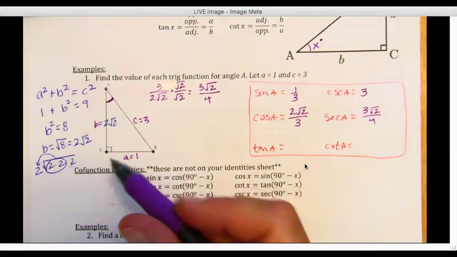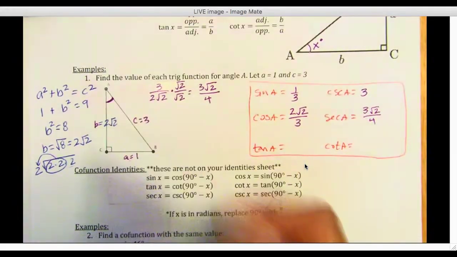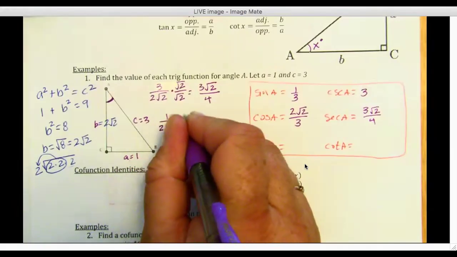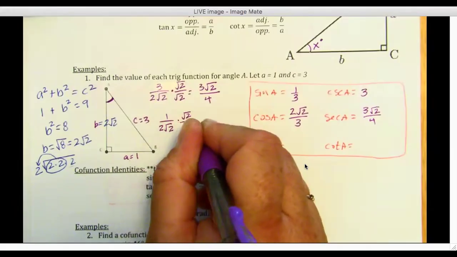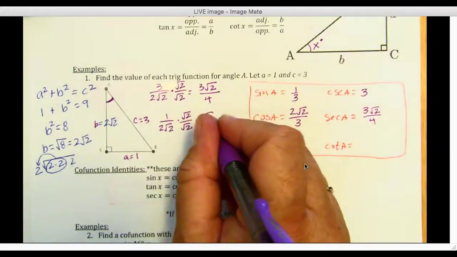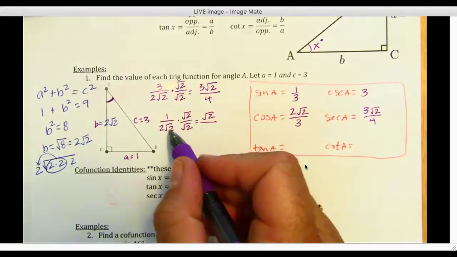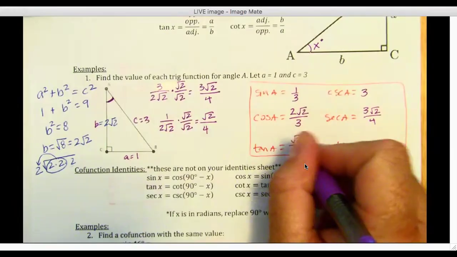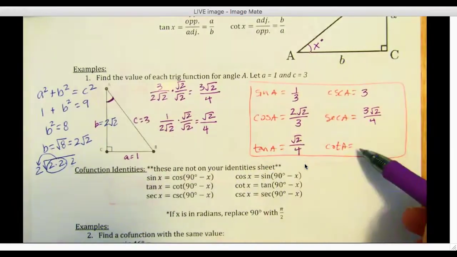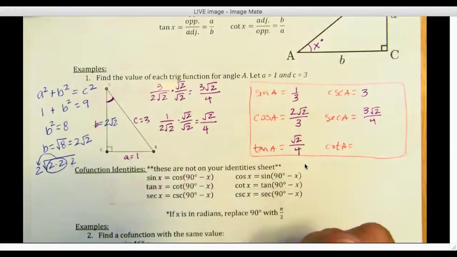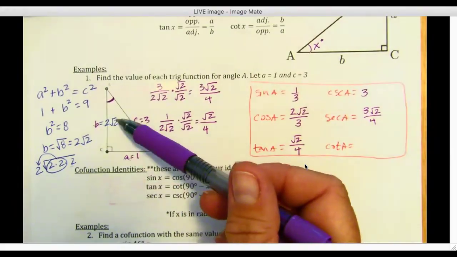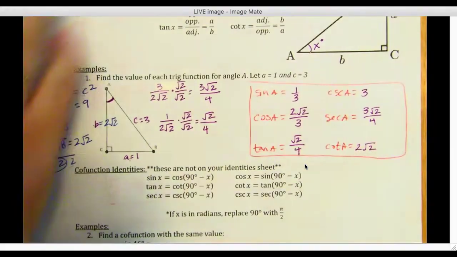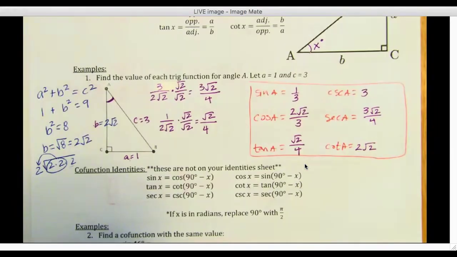And then tangent, remember, is the opposite side over the adjacent side. So 1 over 2 square root 2. Again, we can rationalize that. That would become square root 2 over square root of 2 times square root of 2 is 2. 2 times 2 is 4. So square root of 2 over 4. And then cotangent is the adjacent over the opposite. So 2 root 2 over 1 is just 2 square root 2. So that's how we would do something like that.